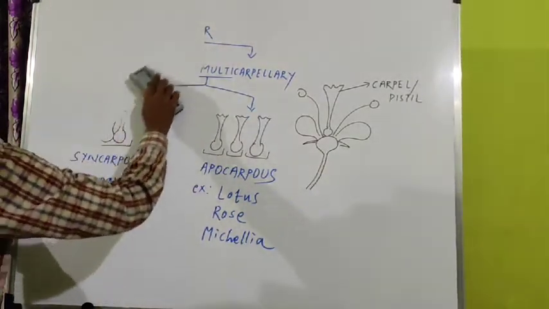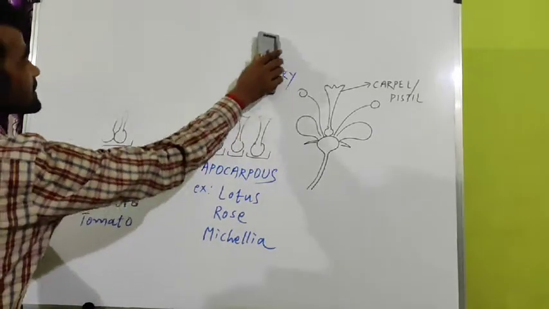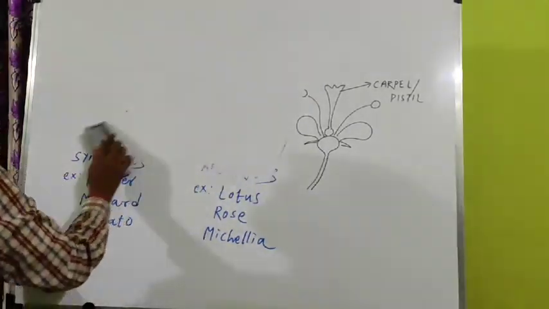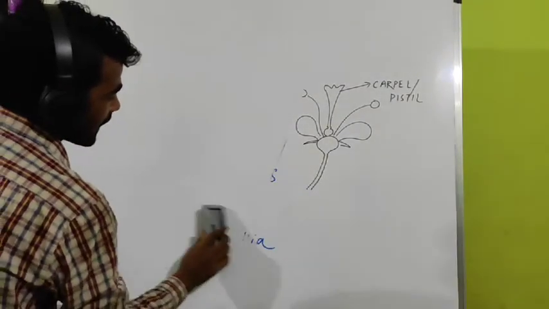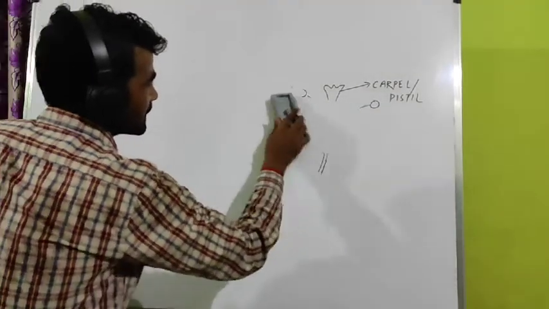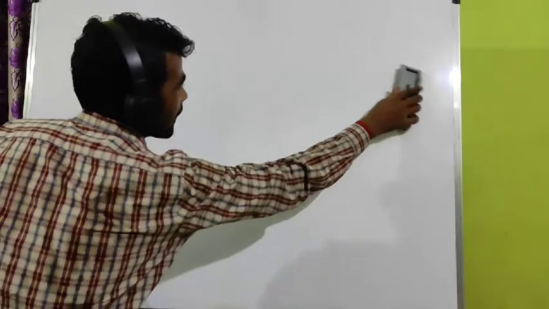Next important part: just like we have discussed the fused condition of carpel and the free condition of carpel, syncarpous and apocarpous conditions in a flower, there is another condition. Just like syncarpous and apocarpous, which we have seen just recently.